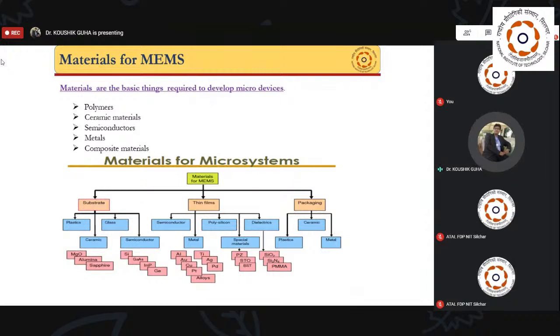If we talk about the materials for MEMS, there is a wide scope in choosing materials compared to our IC technology, because in MEMS we can choose polymers, ceramic materials, semiconductor materials, metals, composite materials, everything. There is a wide scope in choosing the substrate, like plastic, glass, ceramic. Then thin films may be of different types. Packaging also comes in different types, and different types of metals and semiconductors are used. So there is a lot of availability of materials. You can pick any one and develop your device.